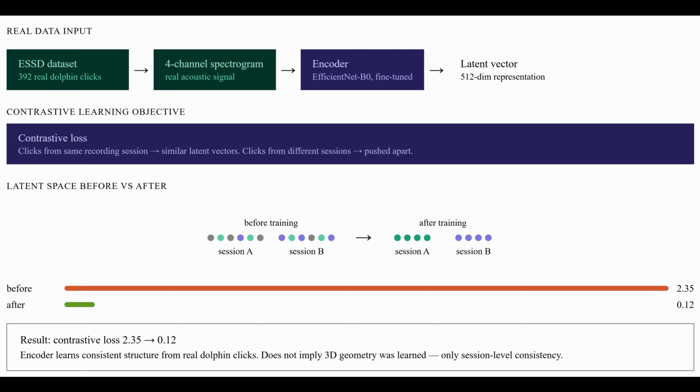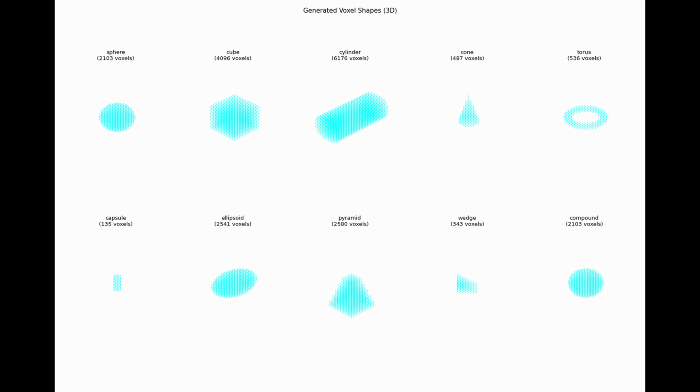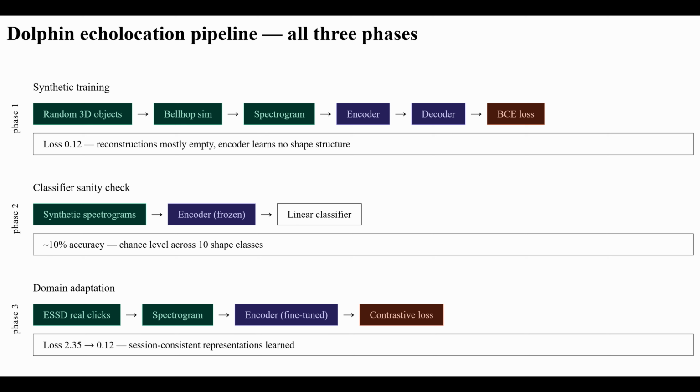On the technical side, the encoder is an EfficientNet-B0 modified for 4-channel spectrograms. The decoder is an occupancy network. Phase 1 uses binary cross-entropy loss. Phase 3 uses contrastive loss. We trained on 10,000 synthetic samples. The decoder was only trained for 10 epochs due to compute constraints. That is almost certainly not enough. The acoustic simulation in Phase 1 is also likely too far from the acoustic properties of real dolphin clicks to transfer well. And without ground truth 3D data, there is no strong supervision signal at any stage.